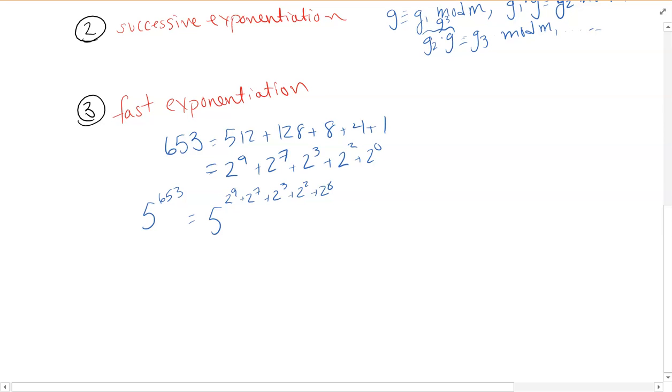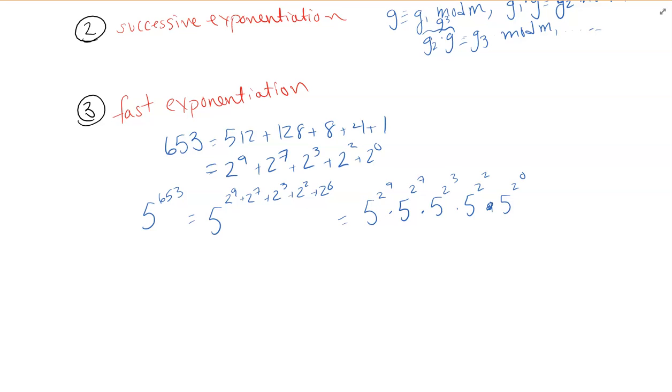Okay, and then, by laws of exponents, we know that we can break this down as 5 times 2 to the 9th times 5 times 2 to the 7th, and then times 5 times 2 to the third times 5 times 2 to the second times 5 times 2 to the 0th. Oh, not plus, times. Okay. Alright, so I haven't done any modulus anywhere yet.